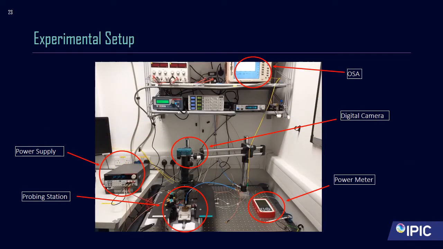Here is an image of my setup in Tyndall. So, the device is placed on the chuck here, on the probing station. This is viewed through the digital camera. The power supply is used to pump current through the lasers, or, well, to the probes. There's needles at the end of these probes, and that's what you stick into the contact pads. Light is generated and collected into these optical fibers. The power is measured using a power meter, but it can also be sent to the OSA, and the spectra would be measured. I also have additional power supplies here for more complex devices.